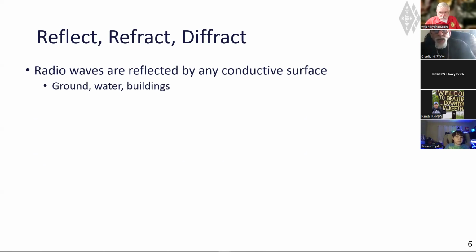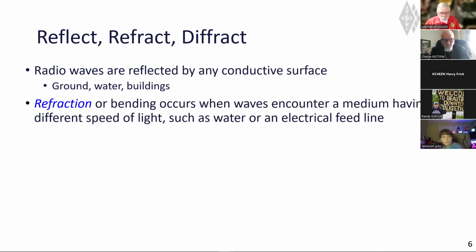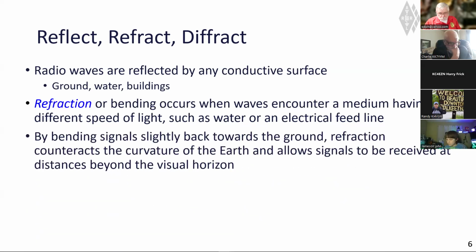Reflect, refract, and diffract. Radio waves are reflected by any conductive surface: ground, water, or buildings. Refraction, or bending, occurs when waves encounter a medium having a different speed of light, such as water or an electrical feed line. By bending signals slightly back toward the ground, refraction counteracts the curvature of the Earth and allows signals to be received at distances beyond the visual horizon.